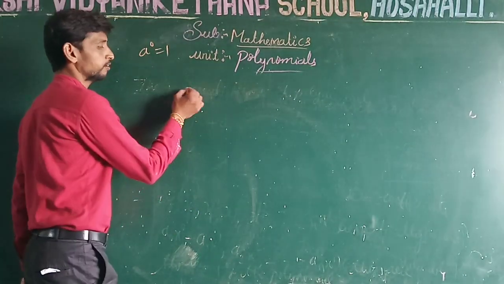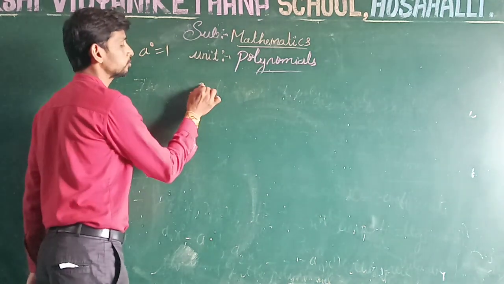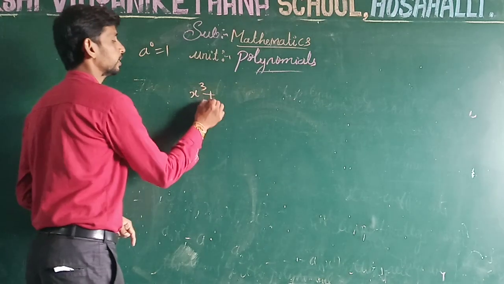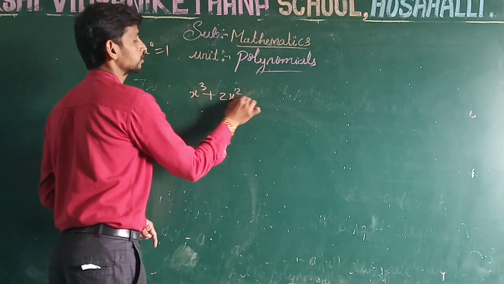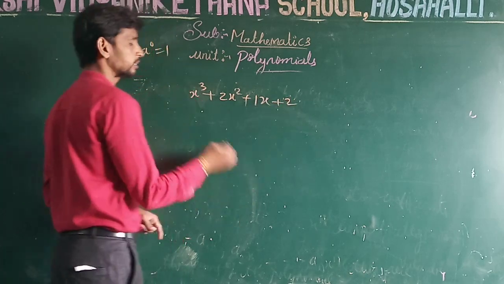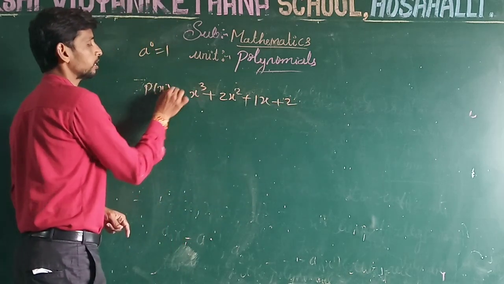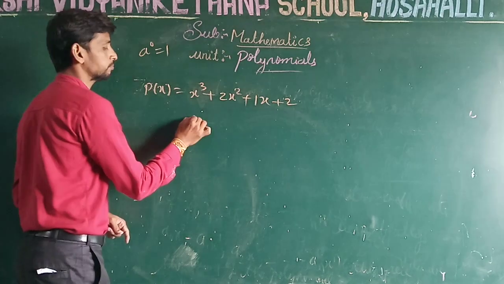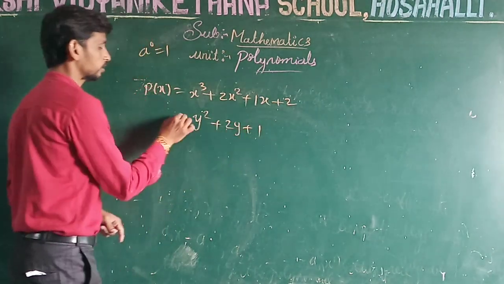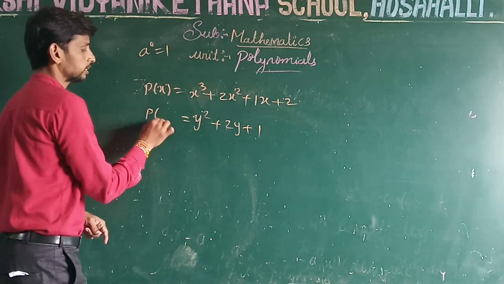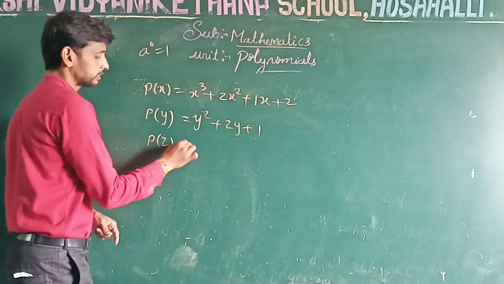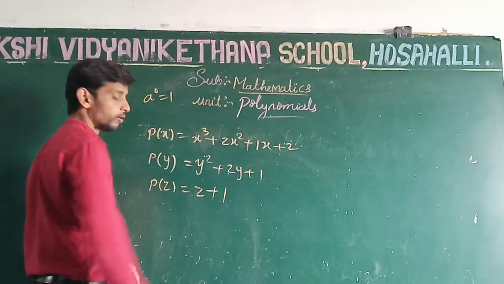See, examples of polynomials. P of x is x cube plus 2x square plus 1x plus 2. Okay, this is in the variable x. I will give another example: P of y is y square plus 2y plus 1. Then this is in the variable y. Then P of z is z plus 1.